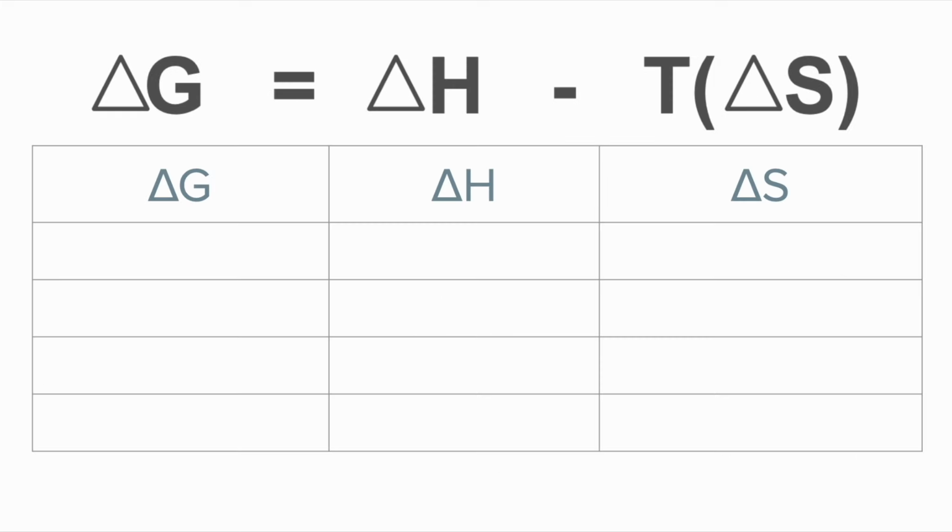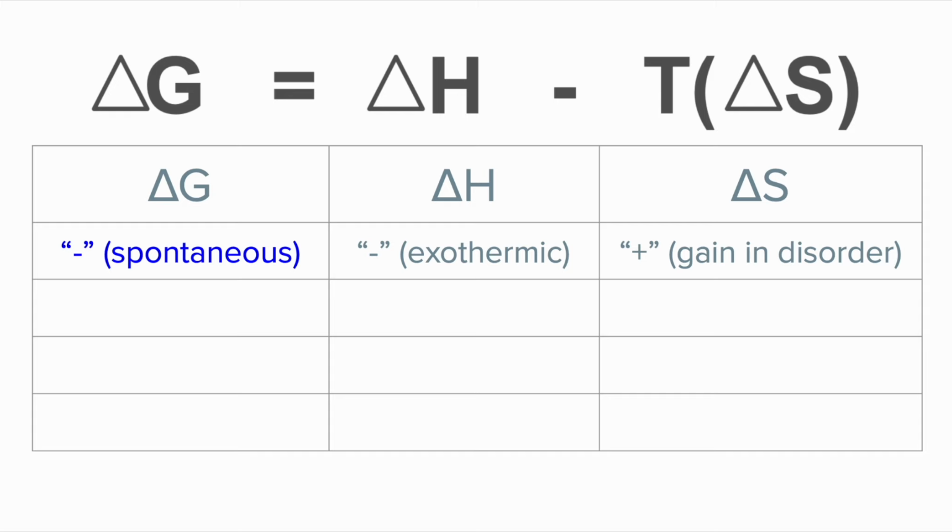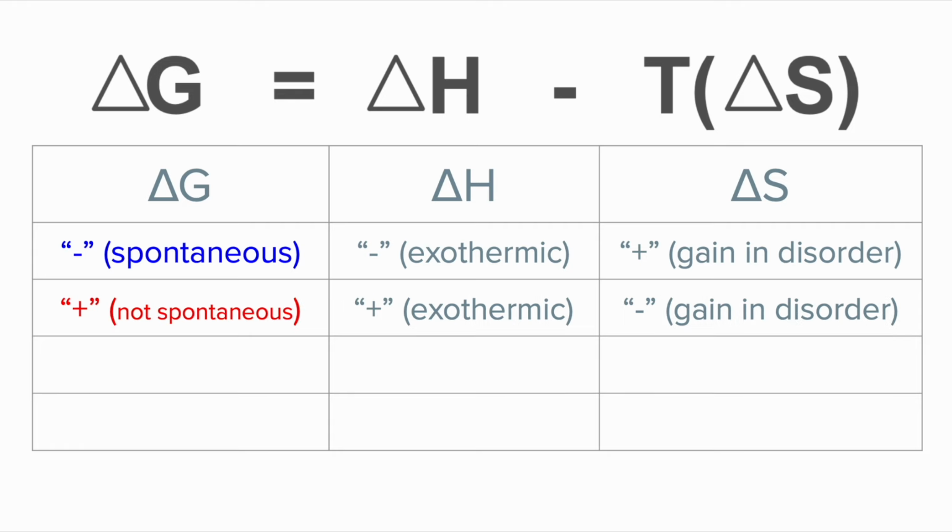Let's review this. So if we have a change in enthalpy that is negative or exothermic, and a change in entropy that is more random or positive, we would have a delta G that would be negative or spontaneous overall. However, if we had a delta H or change in enthalpy that was endothermic or positive, and a delta S or a change in entropy that was negative, meaning that we were becoming less random, we would have an overall delta G that was not spontaneous or positive.